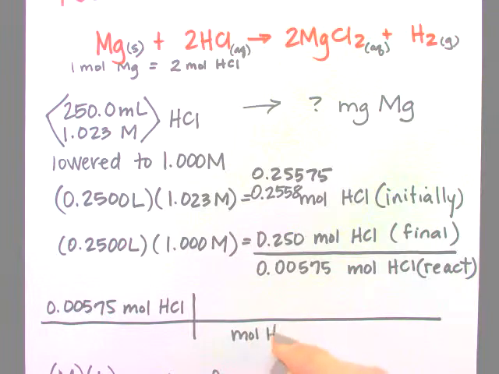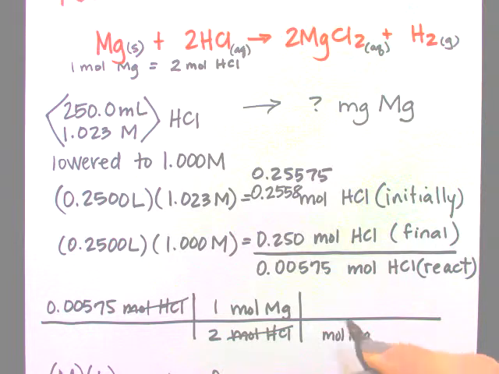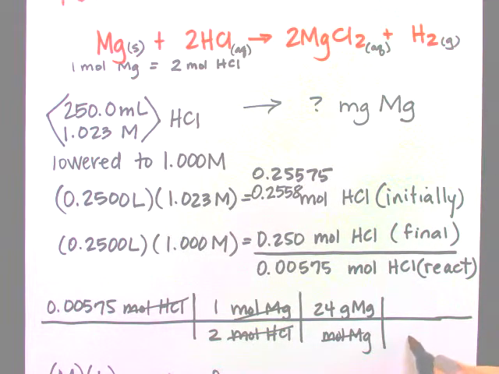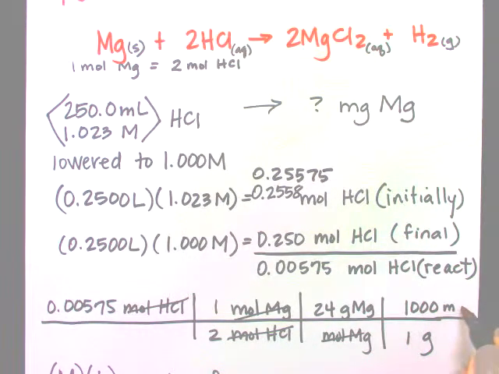Moles of HCl can always be converted to moles of something else. The balanced equation tells us that 1 mole of magnesium reacts with 2 moles of HCl. And then we continue on now to find what we really want to know. And a mole of magnesium has a mass of 24 grams. But we're only going to be adding a tiny bit of magnesium, so let's go ahead and convert that to milligrams.